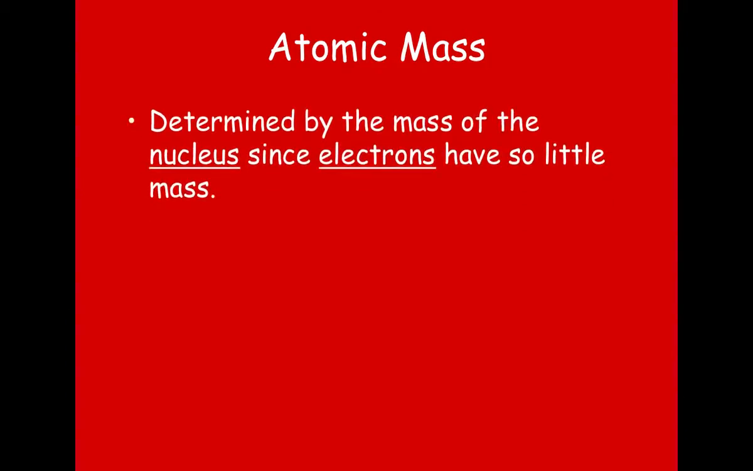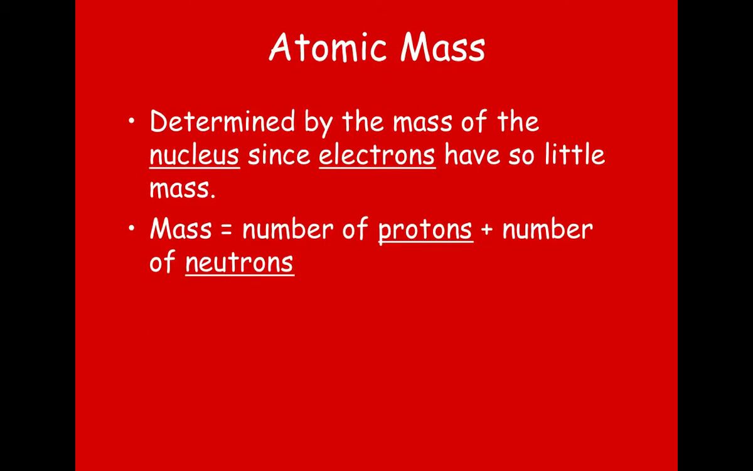The second characteristic we're going to look at is atomic mass. This is determined by the mass of the nucleus because our electrons have so little mass that we ignore it completely. So we can say that our mass is the number of protons plus the number of neutrons. And we can actually write that this way.